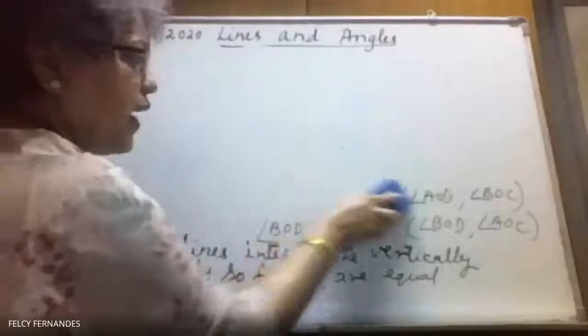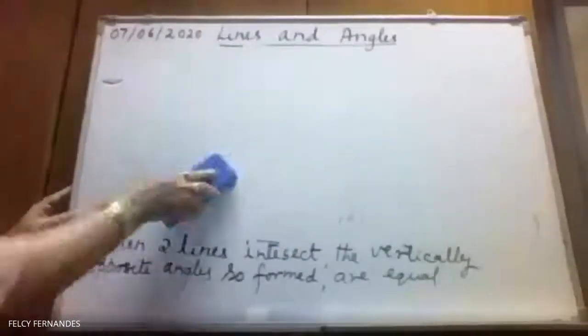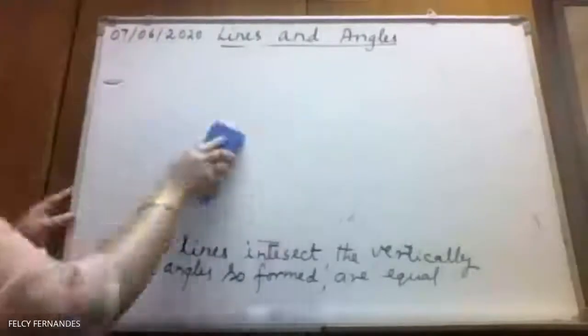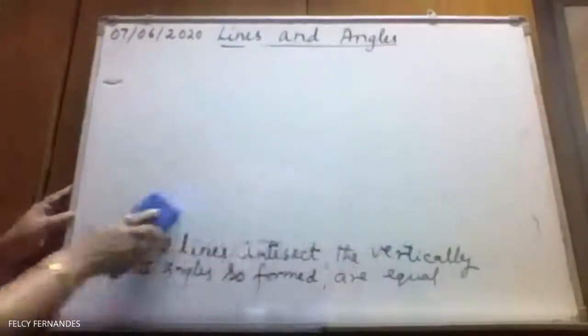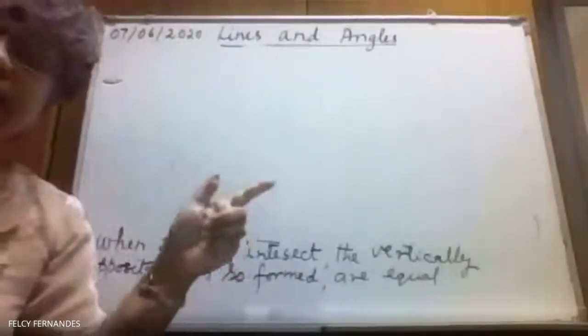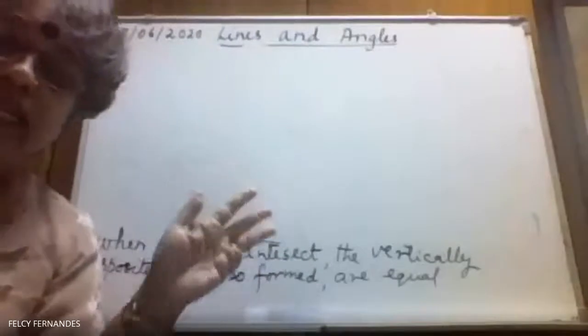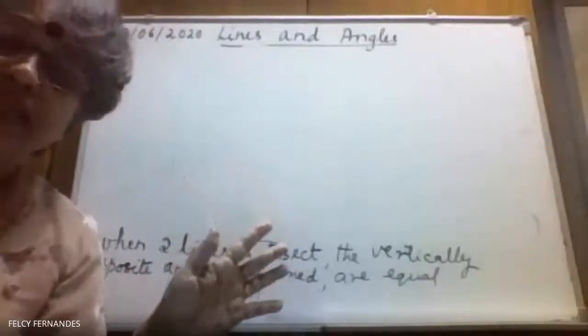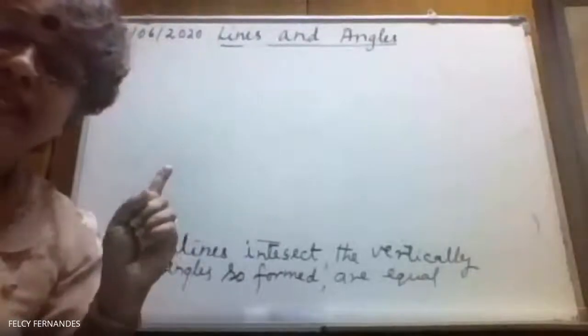These are the 5 types of pairs of angles we learned. It is not types of angles, types of pairs of angles. That is complementary, supplementary, adjacent, linear pair, and vertically opposite angles. I hope it is clear now.